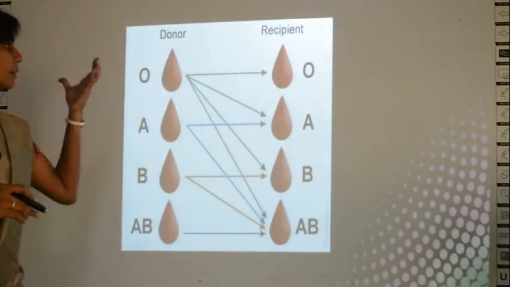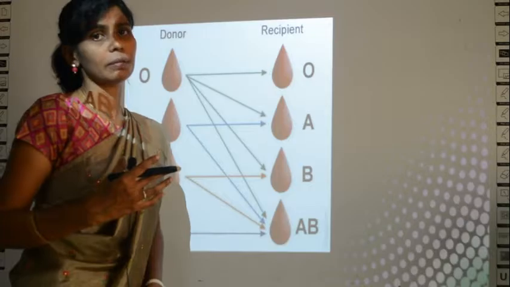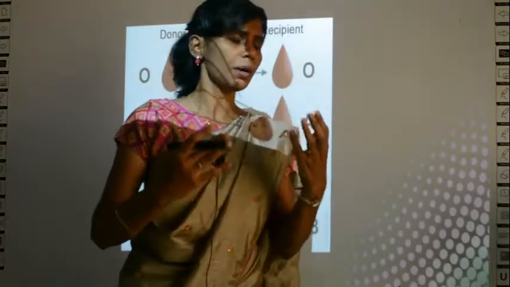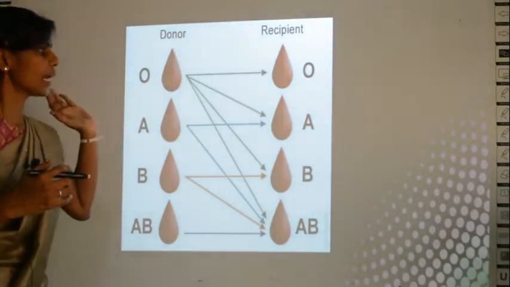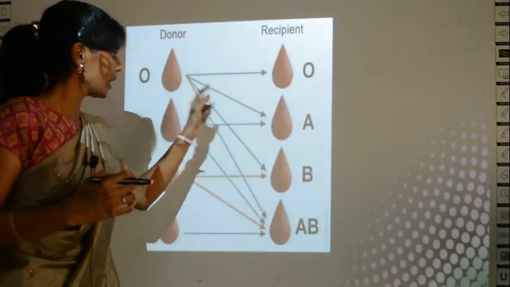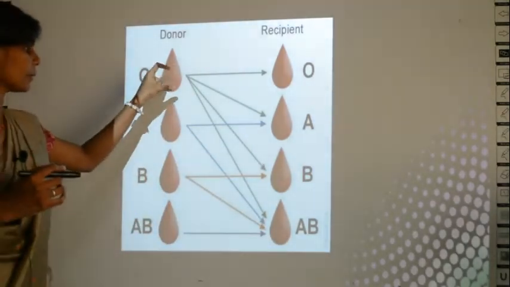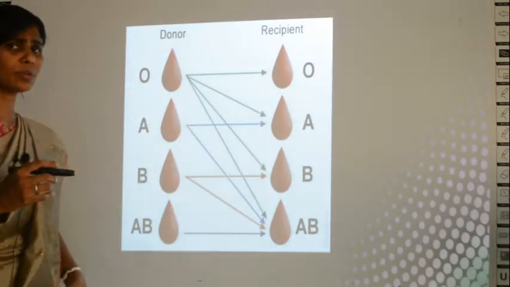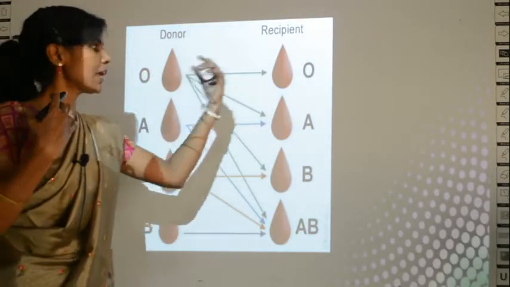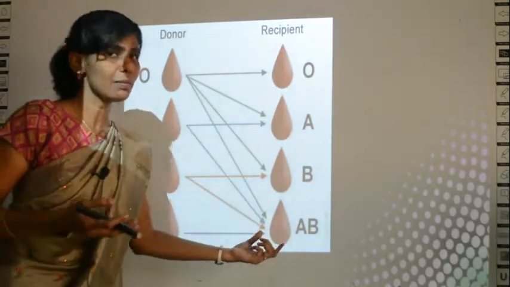Now there is a chart representing donor and recipient. Suppose a person needs to donate blood, who can donate to whom? You should know, right? So a person with O blood group can donate blood to all the groups: to O, to A group people, to B group people and to AB group people. This is represented in green color. So a person with O blood group can give blood to O, A, B and AB blood group persons.